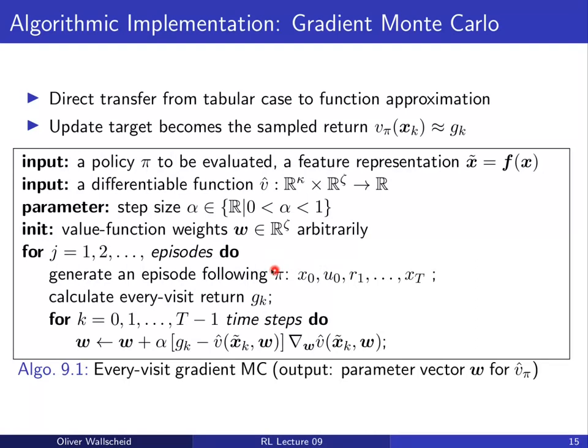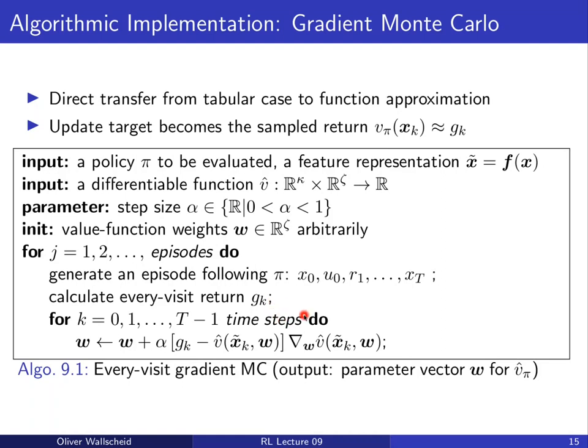And then we sweep through different episodes, as we know from the tabular case for Monte Carlo as well. So we generate sequences of states, actions, and rewards following the policy pi which is evaluated. For that sequence, we then calculate the every-visit return. I don't give that specific formula here again. I believe it's straightforward and can just be recalled from the tabular case as well.